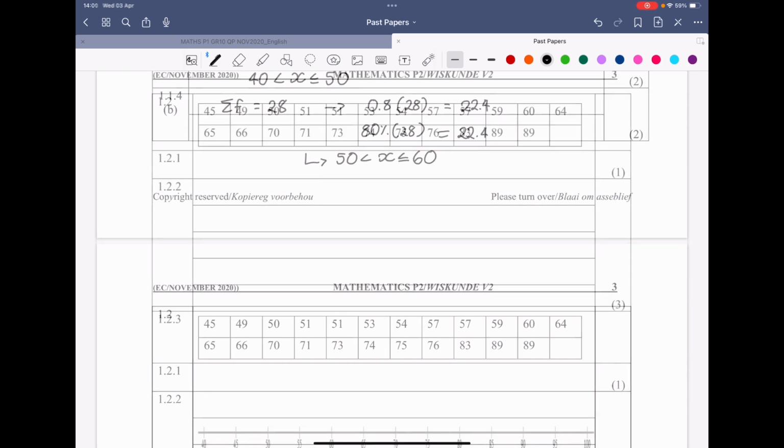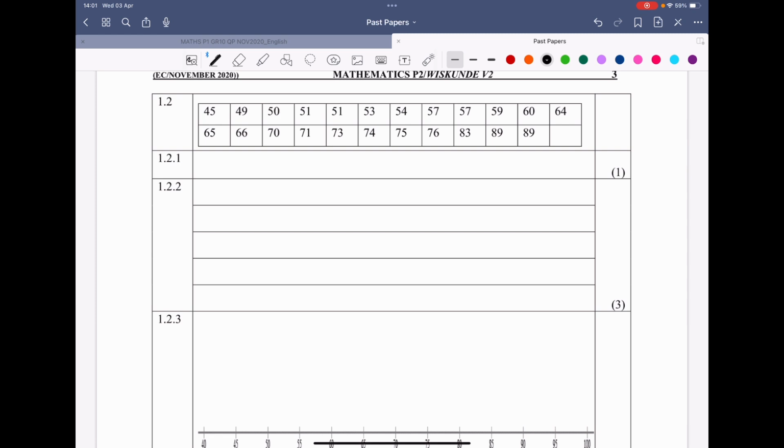And that's my answer. Now for part 1.2, I'm given the marks of a class of students. So these are their marks here. And I'm asked to find out the following things. So the first is to find the median mark for this class.